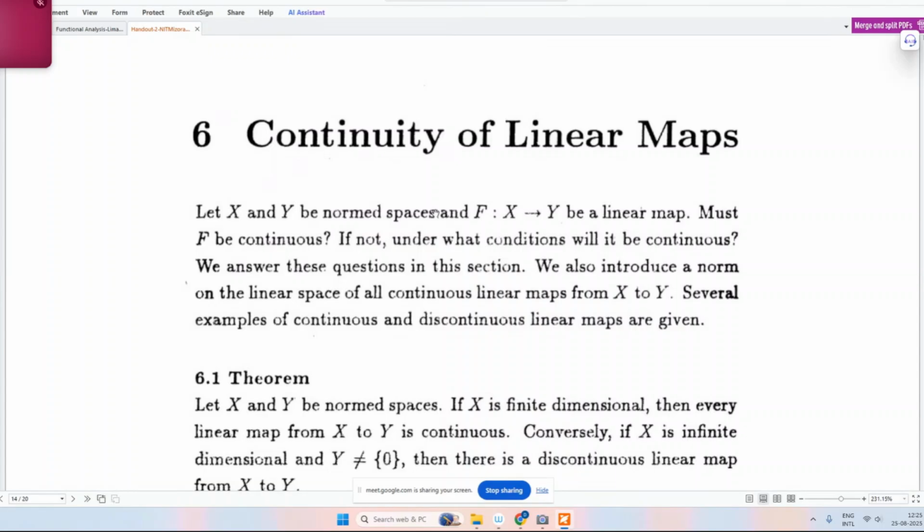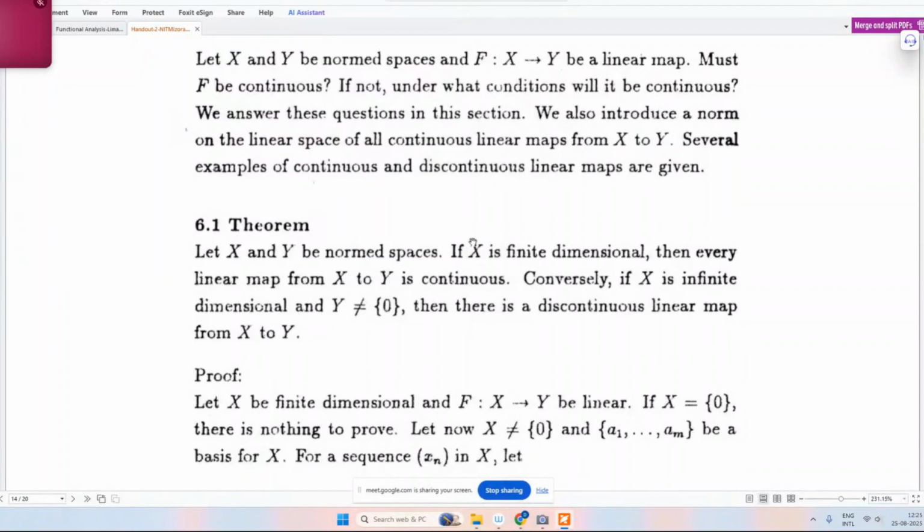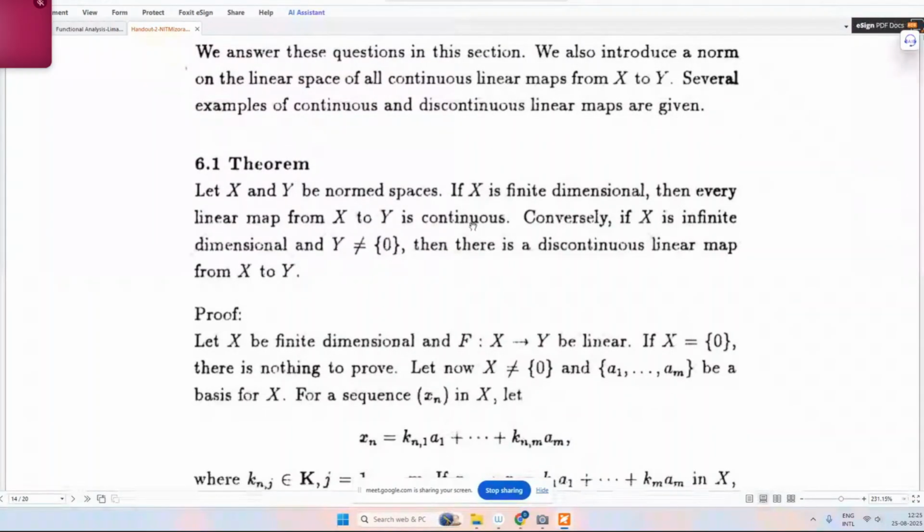X and Y being normed linear spaces, they are also metric spaces. So the definition is the same as the definition of continuity in a metric space. That is the first comment made in the book. For the second, the theorem: let X and Y be normed spaces. Please note, we are not saying whether it is finite dimensional or not. If X is finite dimensional, then every linear map is continuous.